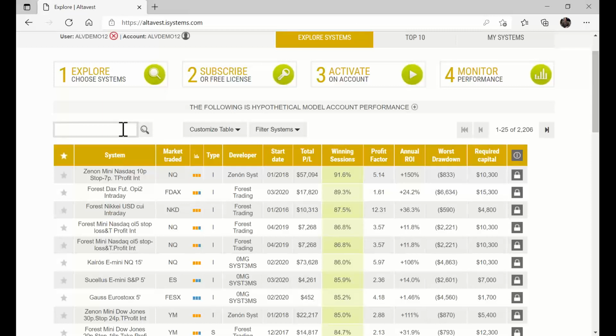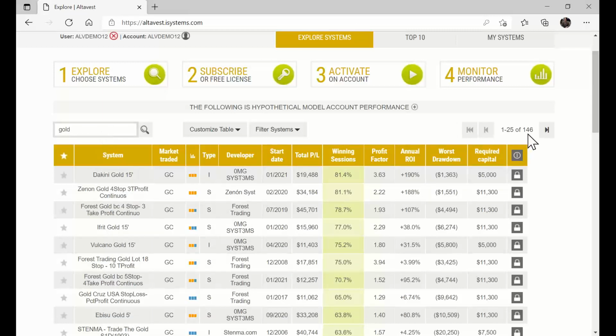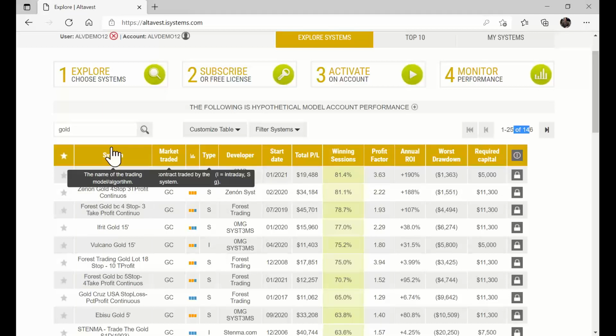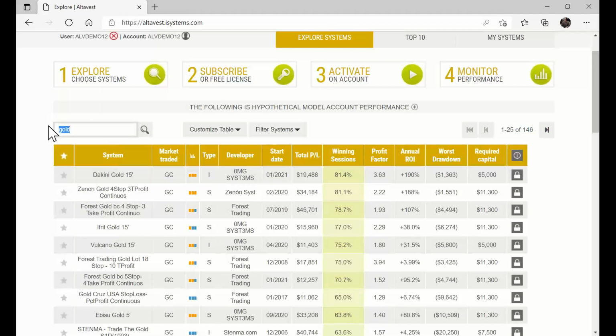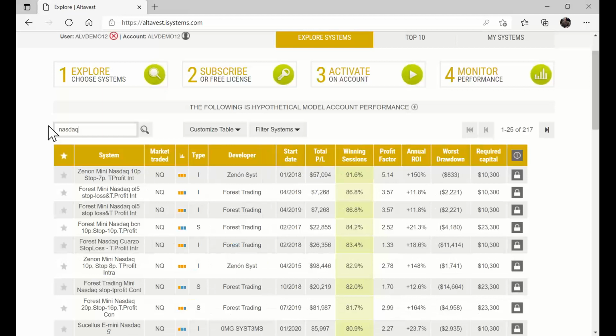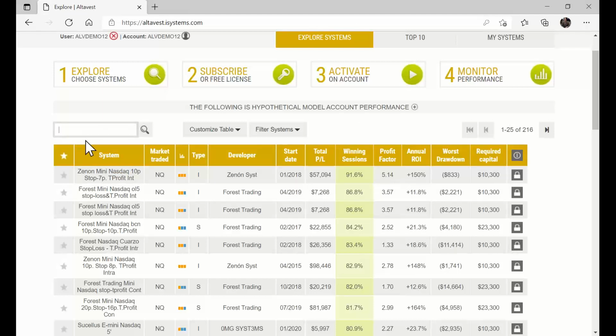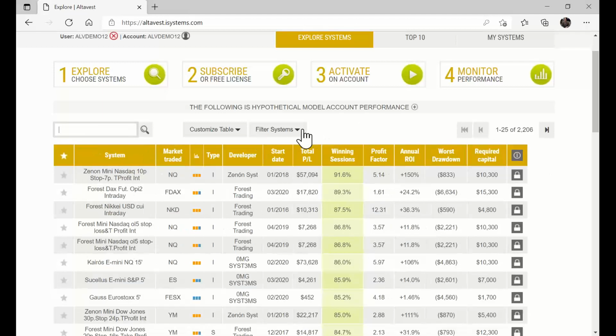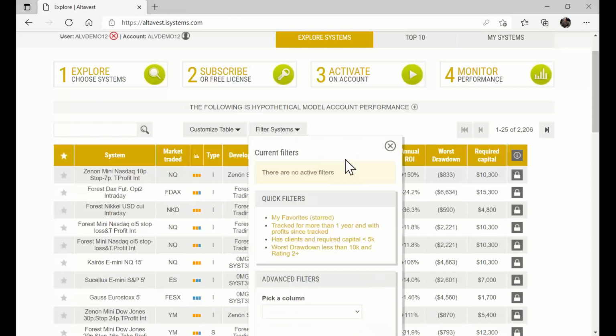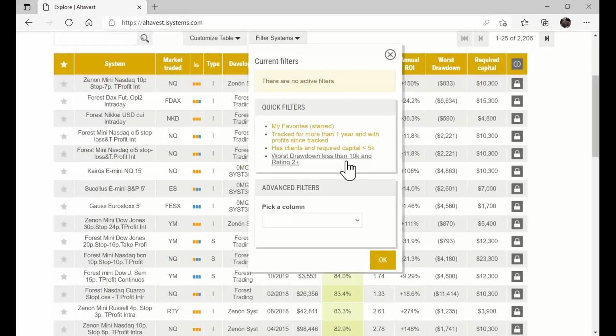Here is a field. If you want to look at gold systems, you just type in gold. You'll see there's 146 to choose from, or whatever the market may be. NASDAQ systems, 216 to choose from. So that's one way to do it. But here is really the best way to go about it. Here's how you really filter. This is a very powerful tool and super user-friendly. And we'll show you what it does.